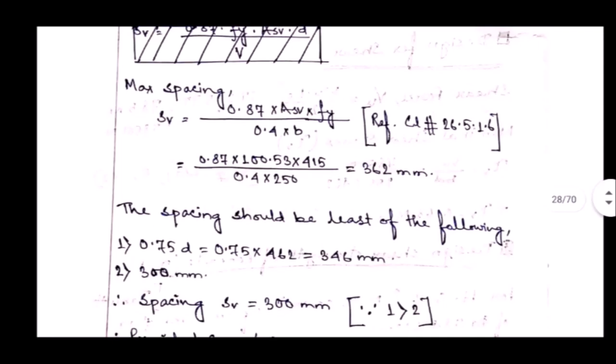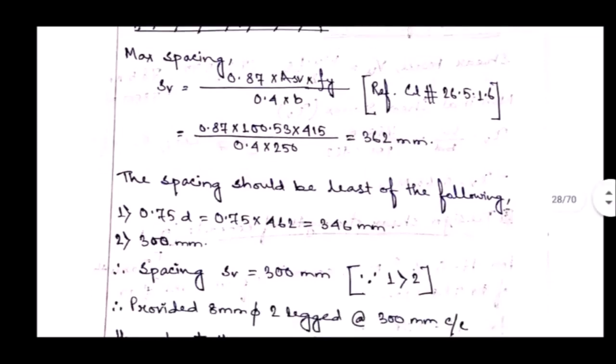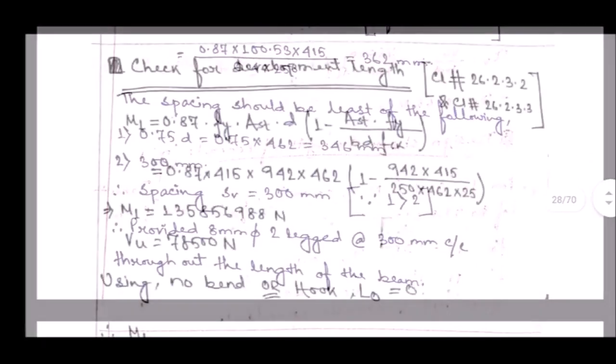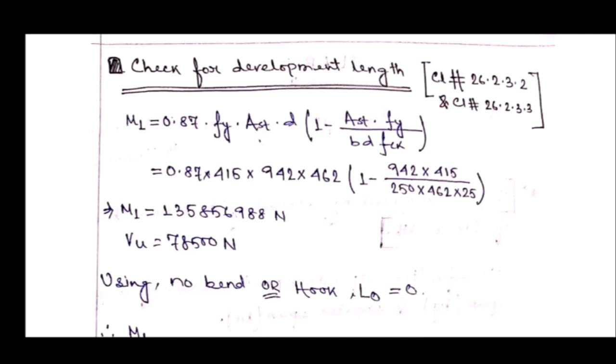So now we have to select the spacing. The spacing should be least of 0.75d, that means 0.75 into effective depth, that is 462, that is equal to 346, 300, and what we have found, that is 362. So the spacing should be least of these. So the least value is 300 mm. That's why we provide 8 mm 2-legged stirrup at 300 mm center to center distance throughout the length of the beam.